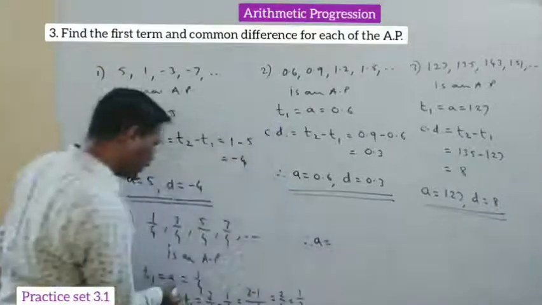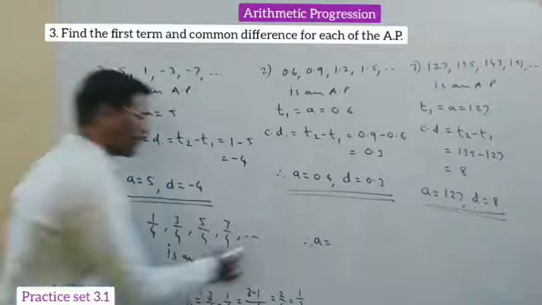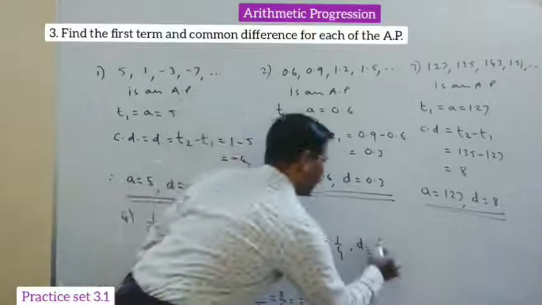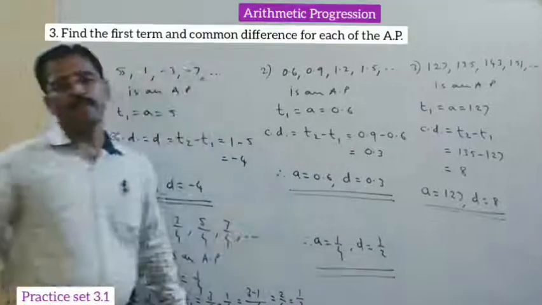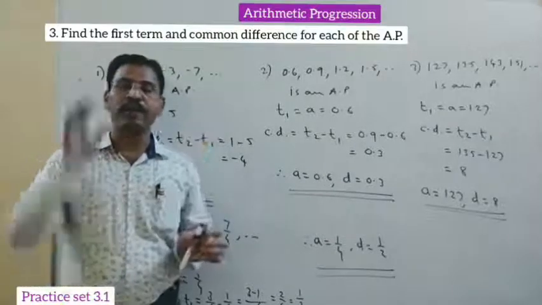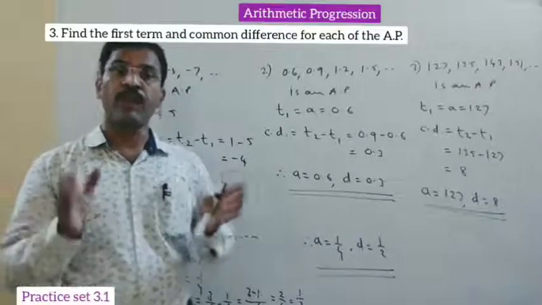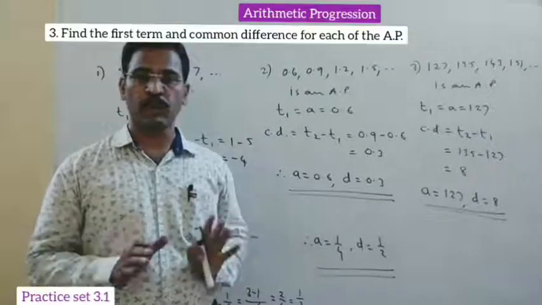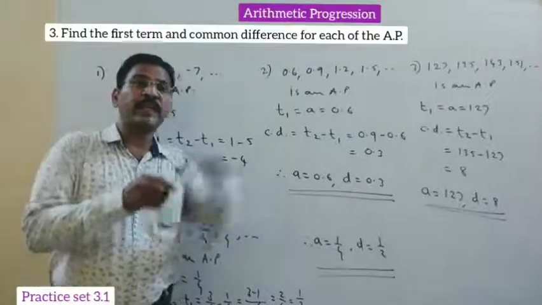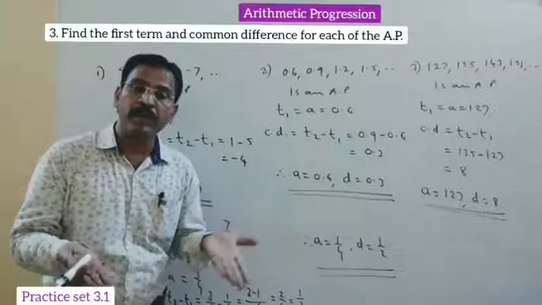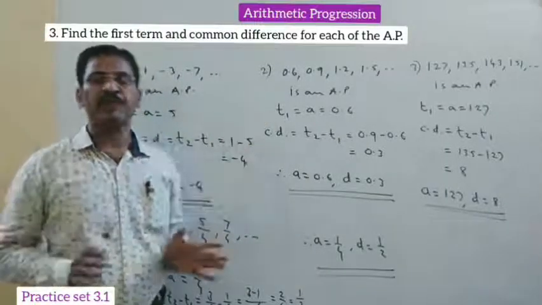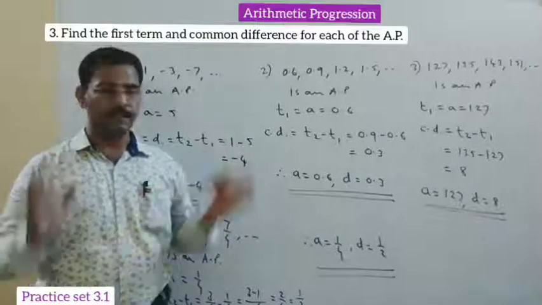The first term is this T1, that is 1 upon 4. And the common difference is 1 upon 2. Like this we can solve all these sums. Actually, students, this practice set 3.1, which is just for our practice purpose on the whole arithmetic progression, in which we can identify whether it is an AP or not. How can we find the common difference? How can we find the first term? Like this. After getting all this information, the next part is very, very important.